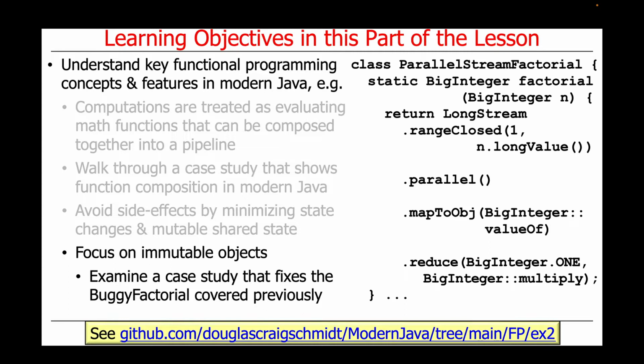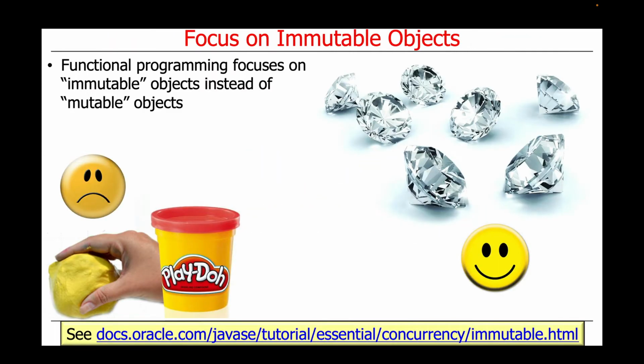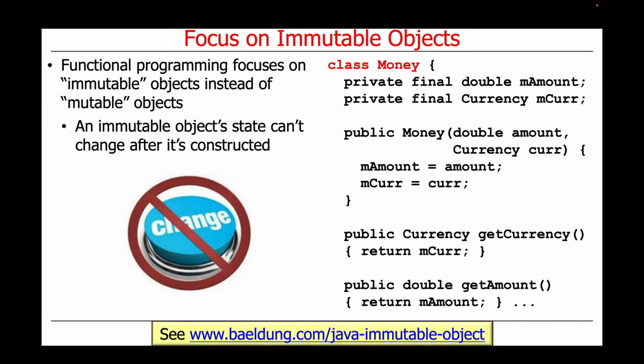This particular example can be found in the EX2 project, in my FP folder, in my modern Java GitHub repository. Functional programming focuses largely on immutable objects rather than the mutable objects that are the focus of object-oriented programming. An immutable object's state cannot change after it's been constructed.